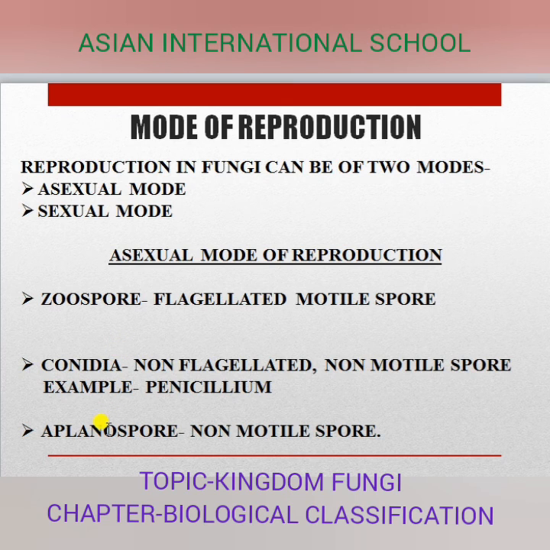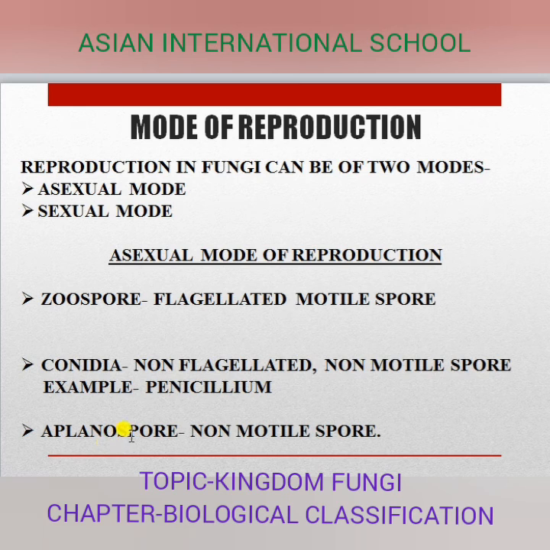Third one is another type of spore, that is aplanospore. We know that this is also a non-motile spore. It is also non-flagellated like the conidia. But one thing we have to keep in mind: there is a basic difference between aplanospore and conidia. What is the difference? Conidia is commonly thick walled, and aplanospore is commonly thin walled. So based on the thickness of the cell wall, conidia and aplanospore are different from each other. There is no other difference.